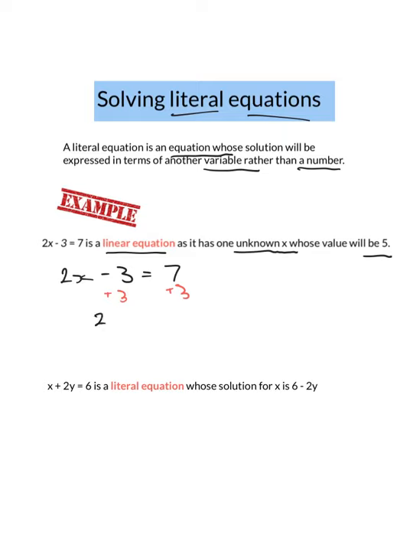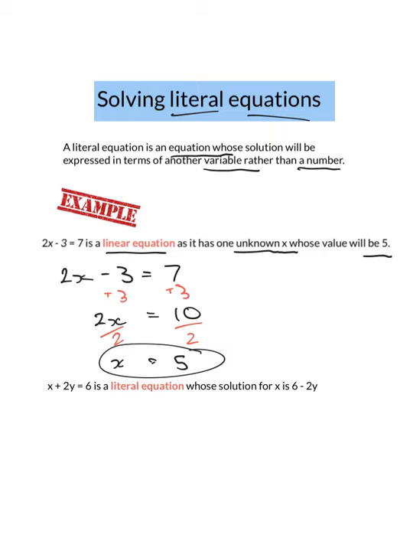2x equals 10. Finally, we want to get the x on its own. The x is being multiplied by 2, so we need to divide by 2 on each side. And finally, we are left with x: 2 divided by 2 is 1, so 1x equals 10 divided by 2, which is 5. So x equals 5.